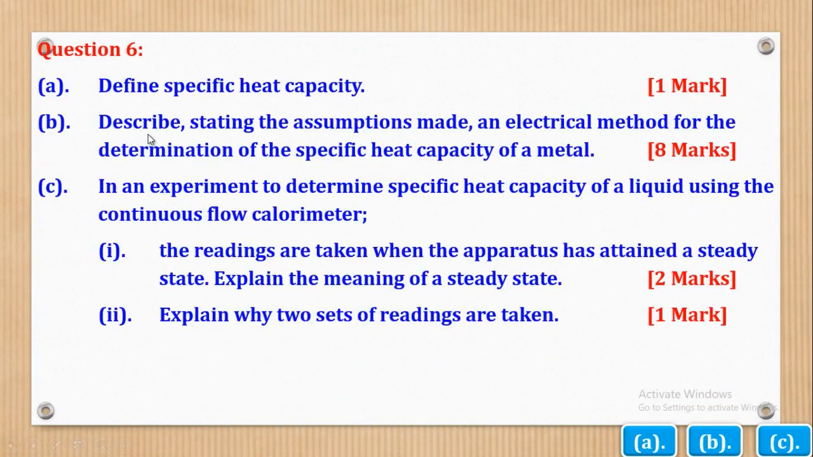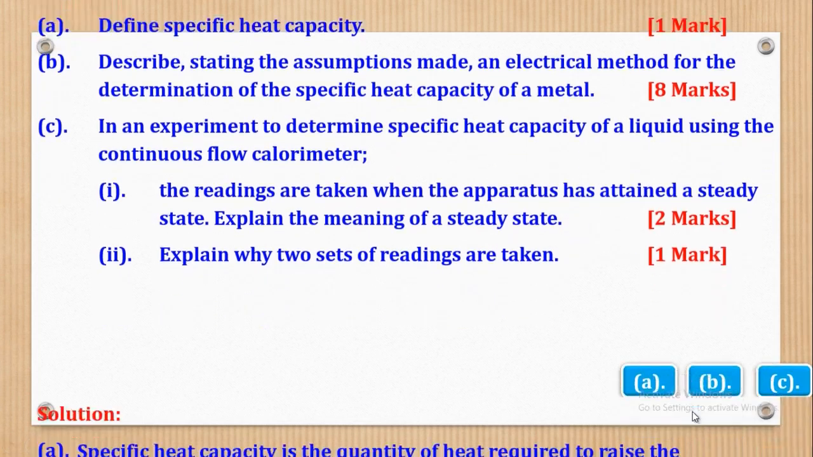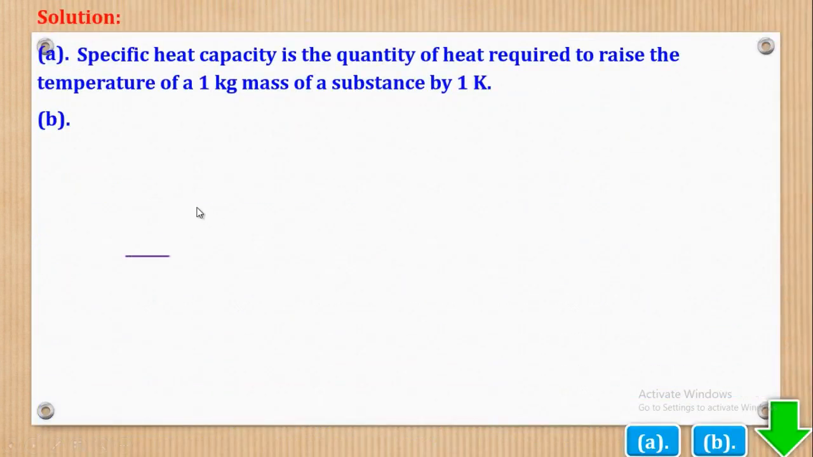Part B says describe, stating the assumptions made, an electrical method for the determination of the specific heat capacity of a metal. So the first thing to do is to draw a diagram to help us, then the theory part.